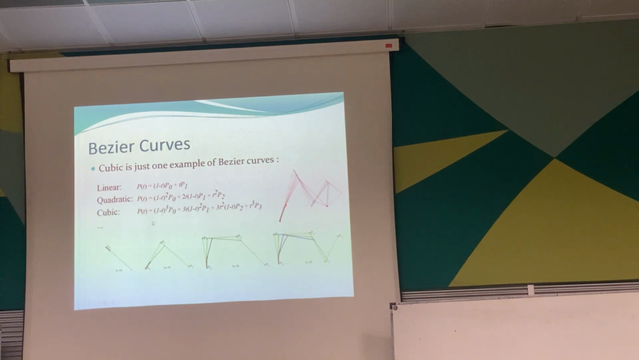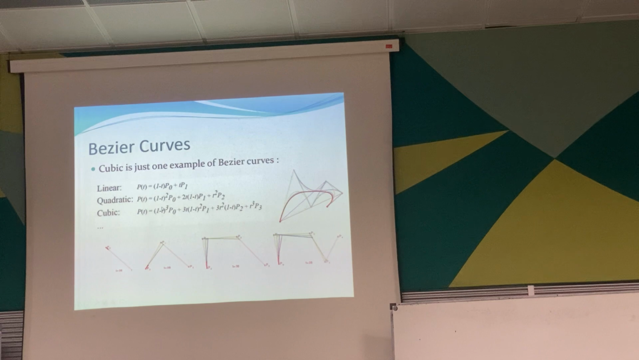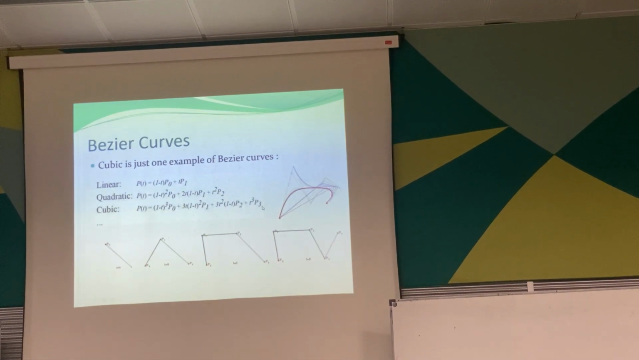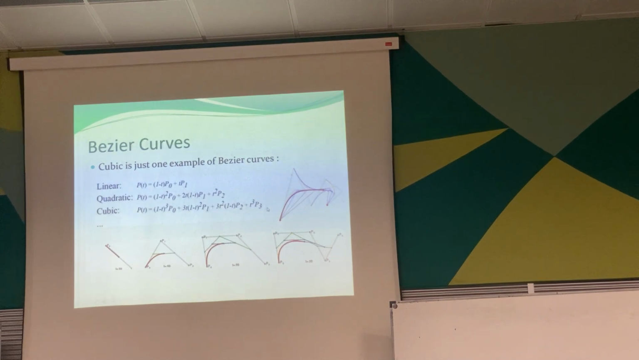If you have 4 control points with degree 3, n equals 3, so the powers of 1 minus t go 3, 2, 1, 0, with P0, P1, P2, P3. Then you get a cubic, a 4-point cubic. So you are only advised to go up to degree 3, meaning 4 control points, to get a cubic.